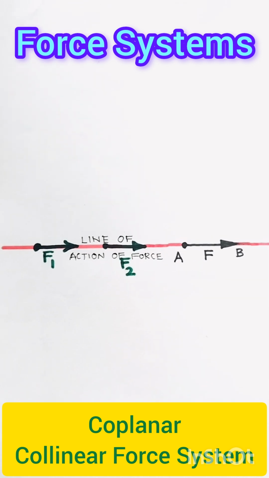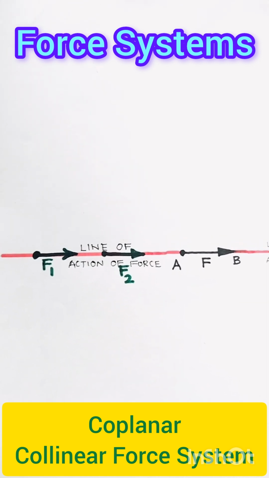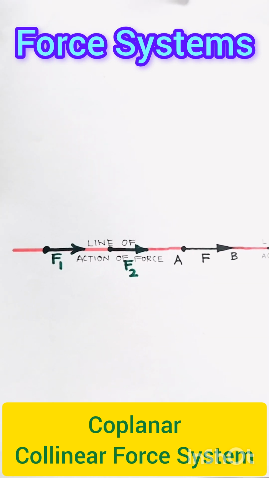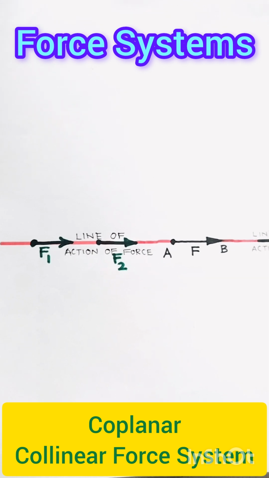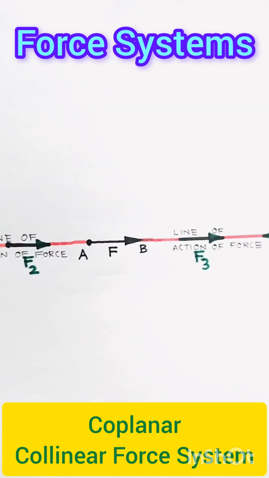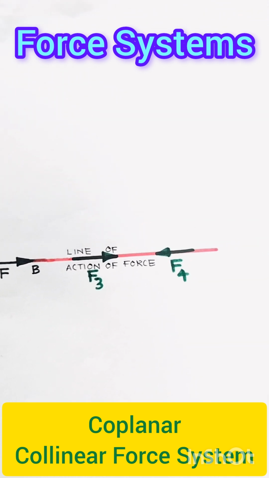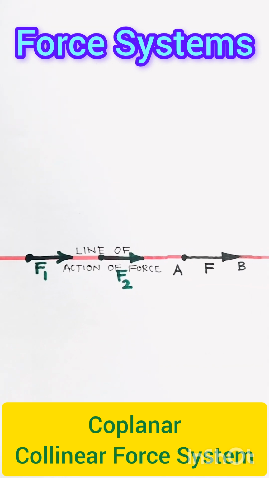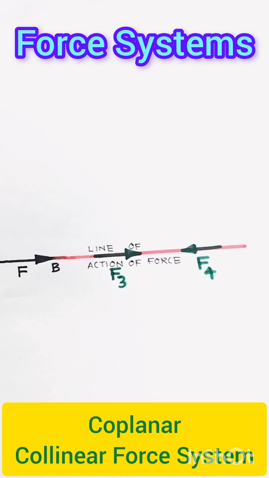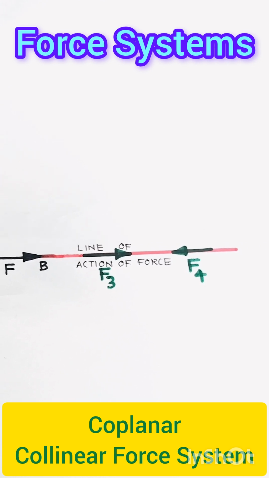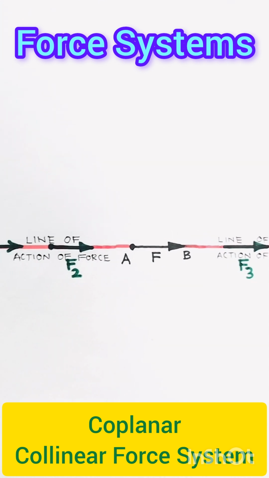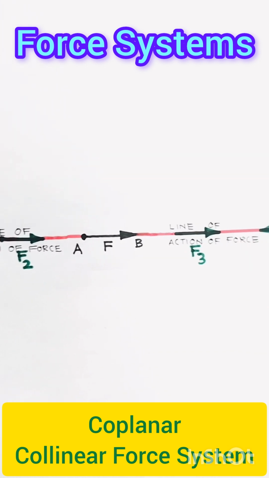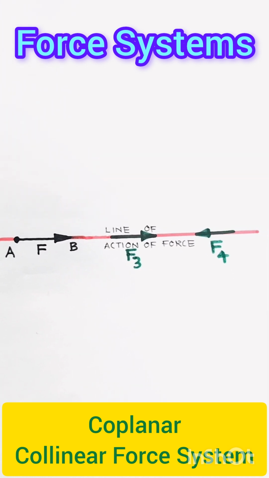So these forces are called collinear forces, as these forces act along a single line of action. All these collinear forces are related to a single plane, acting along a single line of action of a force. So this group of forces is called a coplanar collinear force system.